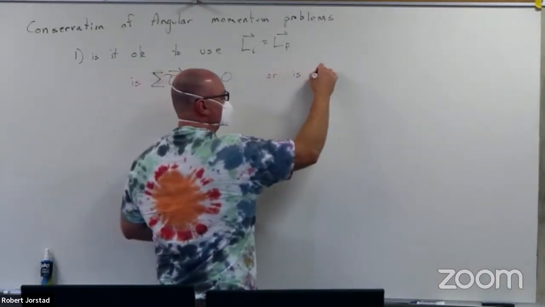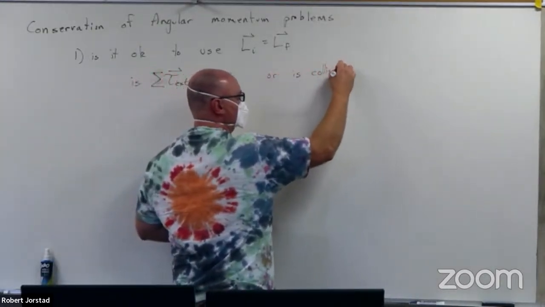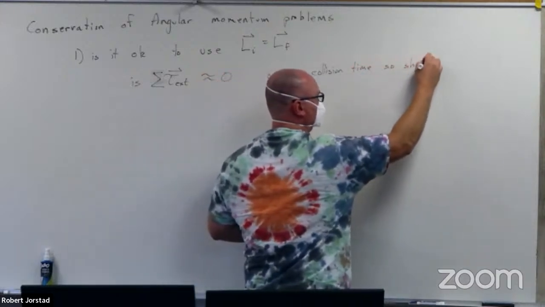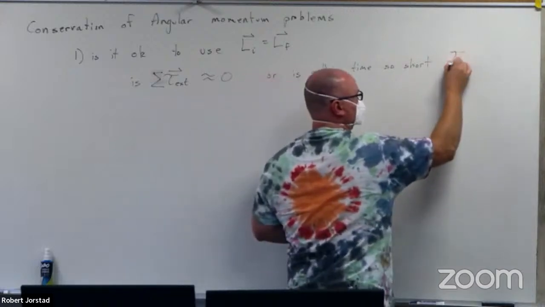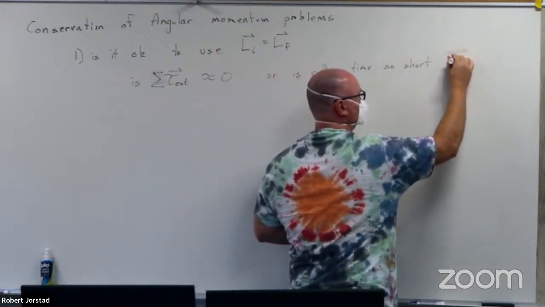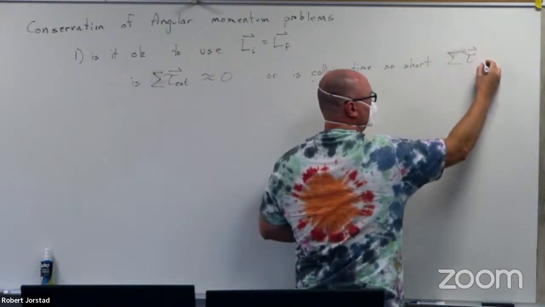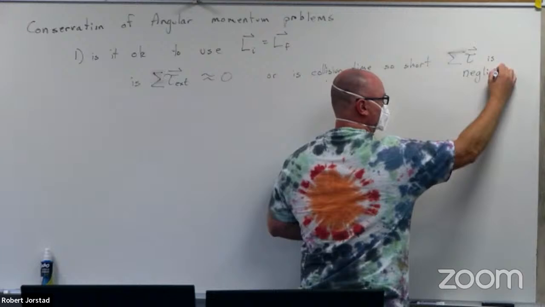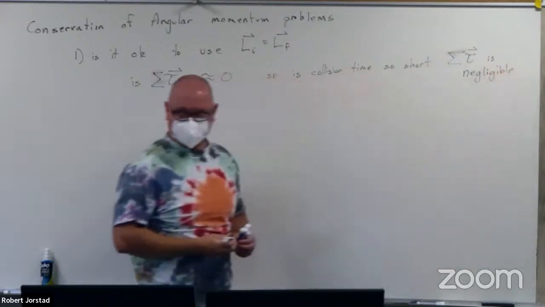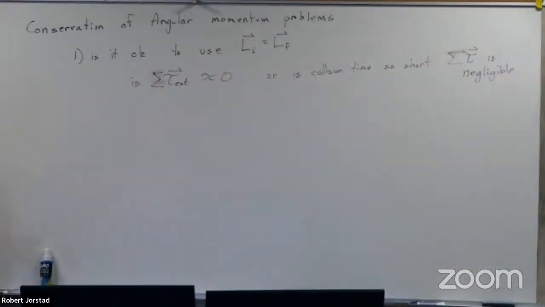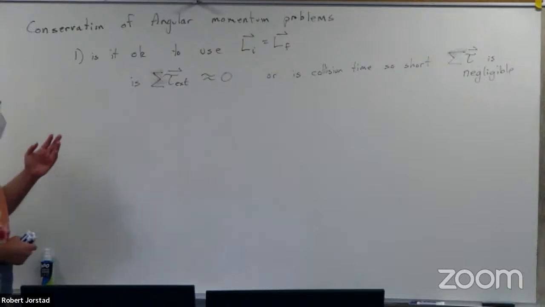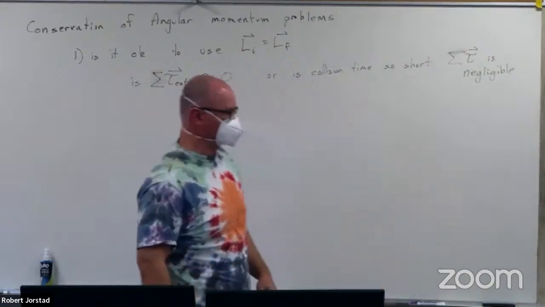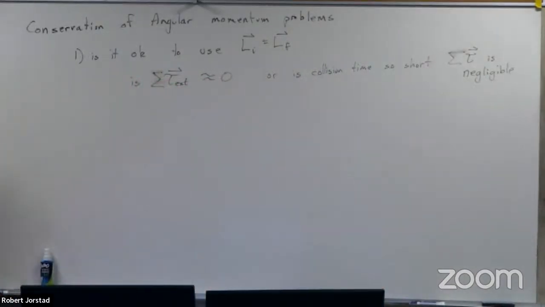Or is the collision time so short that the sum of torques is negligible? Somewhere in there, something like that. Basically, we need to have no external torque, or we need to have a system in which the collision time is short so that even if there is an external torque, it acts for a negligible amount of time.